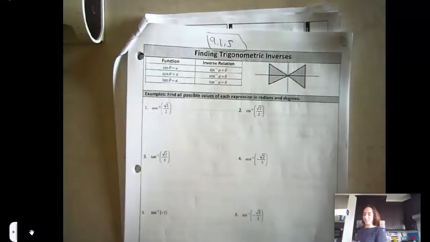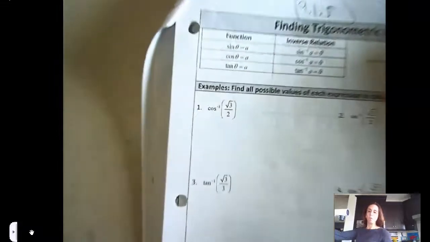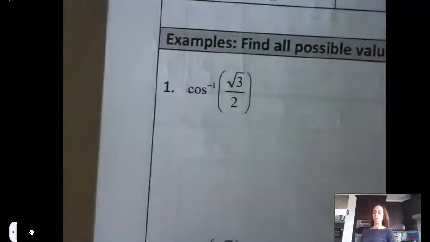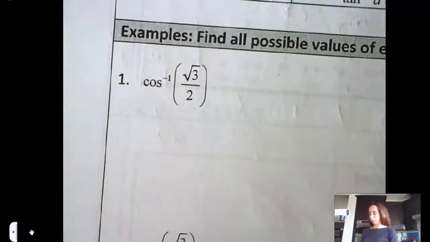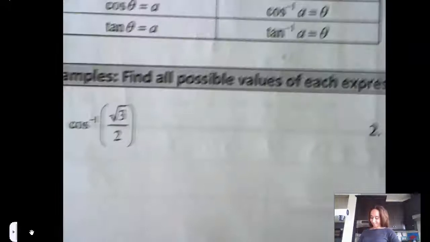Okay, we're going to carry on from the previous lessons. So let me zoom in a little bit. They want to know all the possible values that could make this true. Okay? So, do you remember when we did, I know we've done a lot.